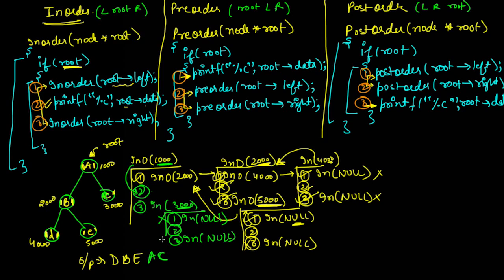So this will not be executed again. So control will go back to the previous statement, and this previous statement has executed all its 3 statements. So the program will finish. The function will finish. So the function is going to print DBEAC. Okay, but this complete is actually a very lengthy process, right?